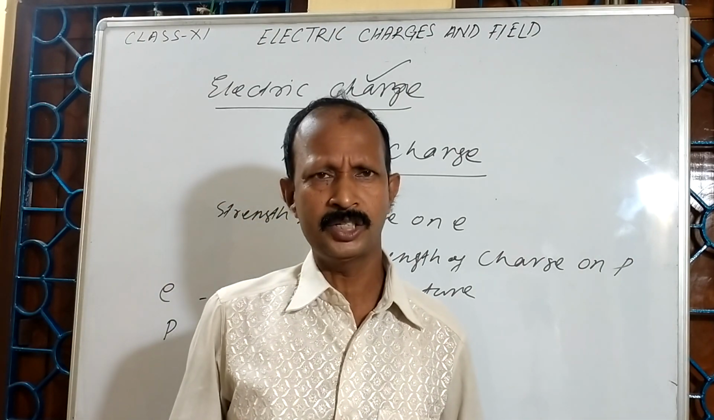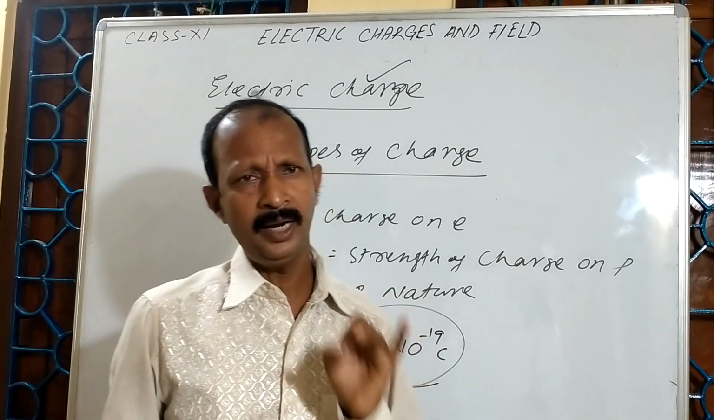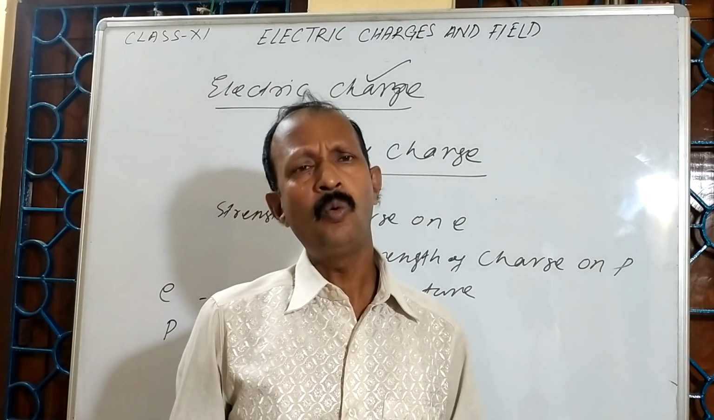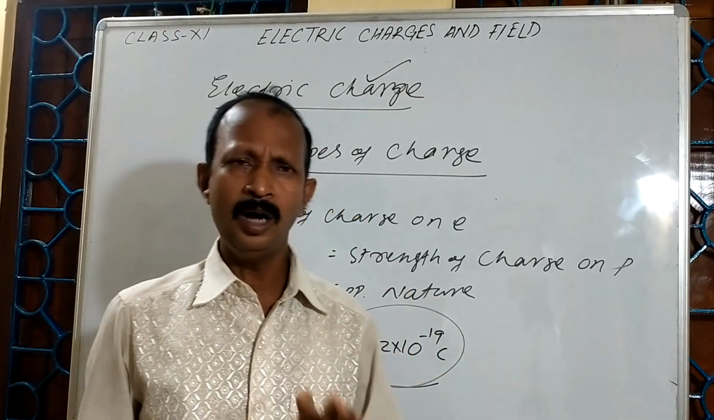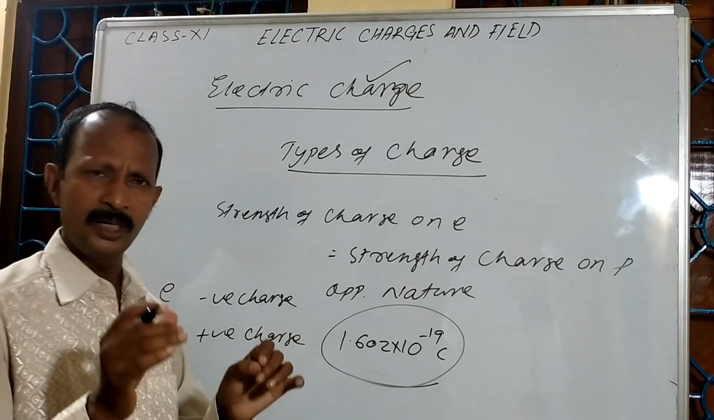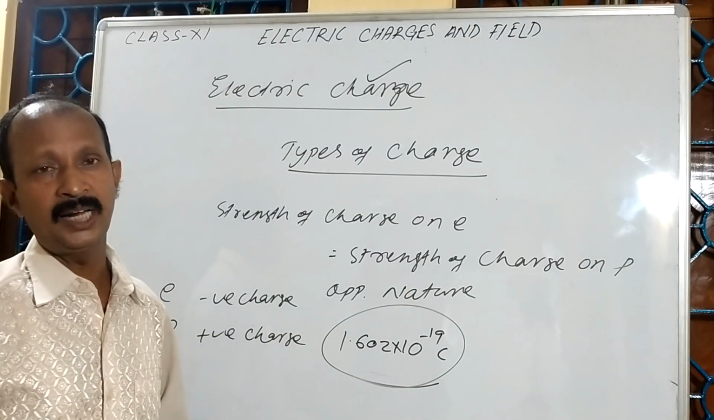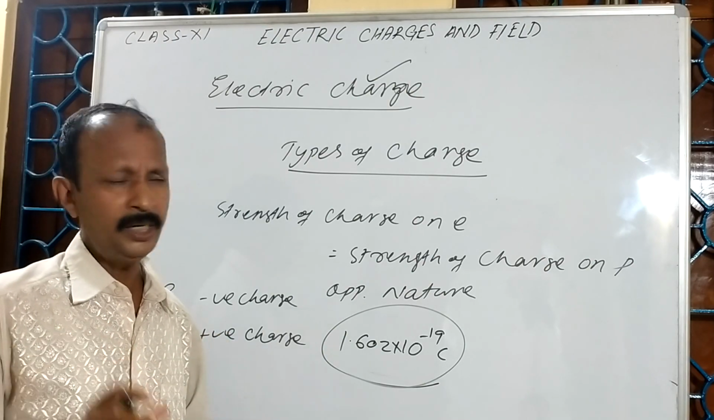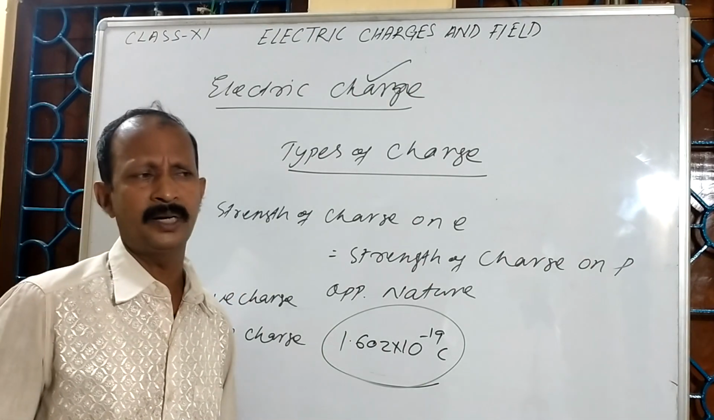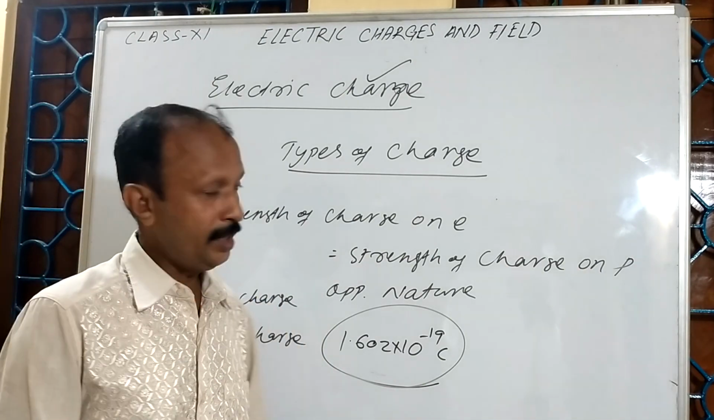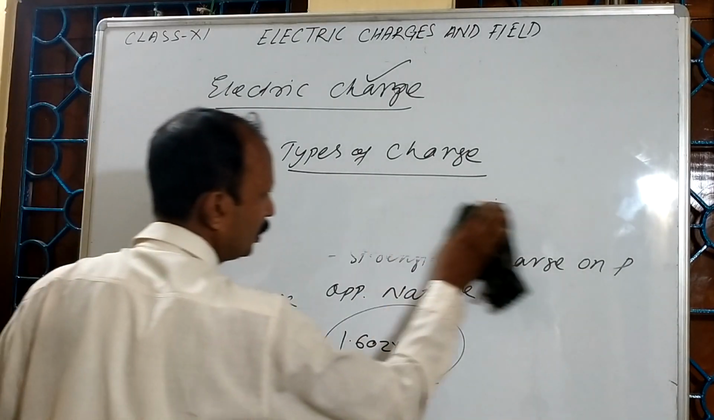For our understanding, we have accepted one is negative charge, that is electron, and one is positive charge, because we found that when I take one electron and one proton in a small volume, the net charge is 0. That's why these two charges are opposite. We conventionally accepted electron as a negative charge, whereas the proton is a positive charge.